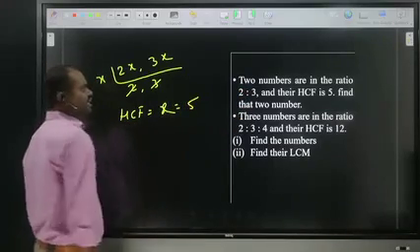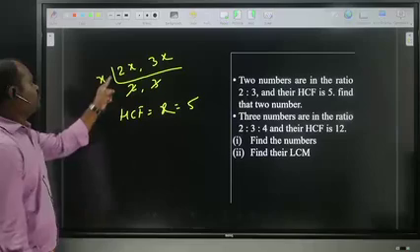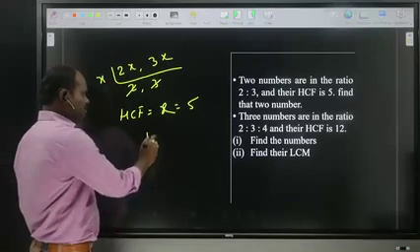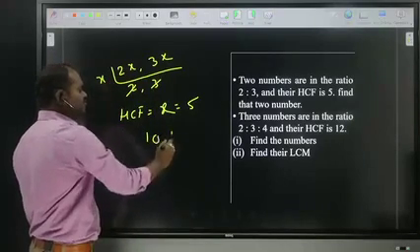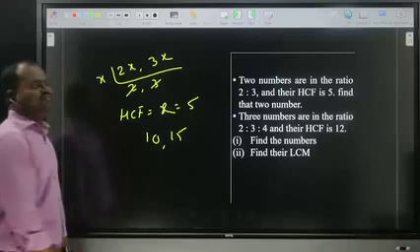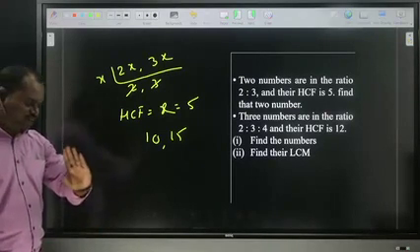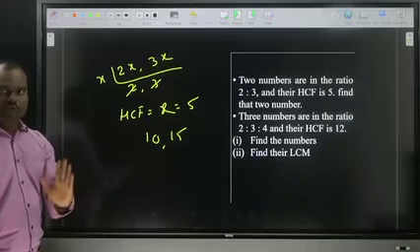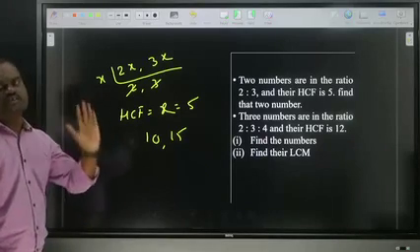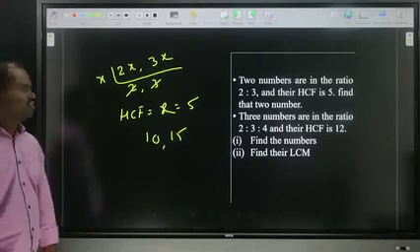If x is 5, what are the numbers? 2 5's are 10, 3 5's are 15. So the numbers are 10 and 15. Is it clear? So first of all, with the 2:3 ratio, we don't know the numbers. Let us assume 2x, 3x. The HCF is x.